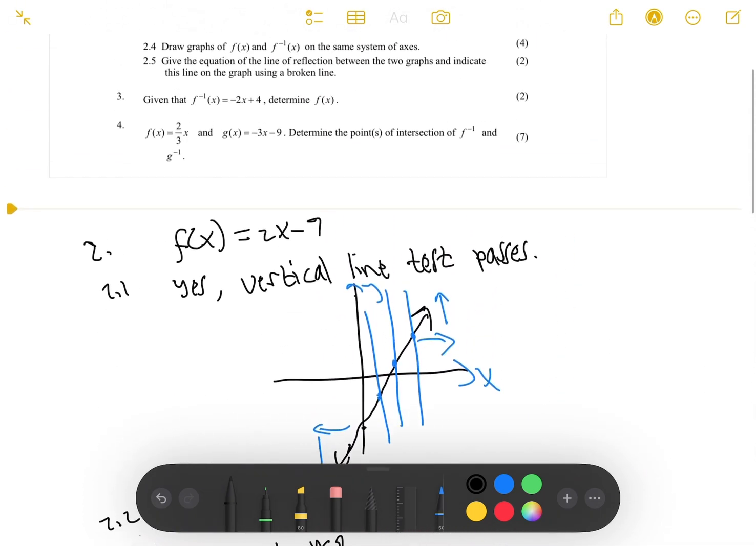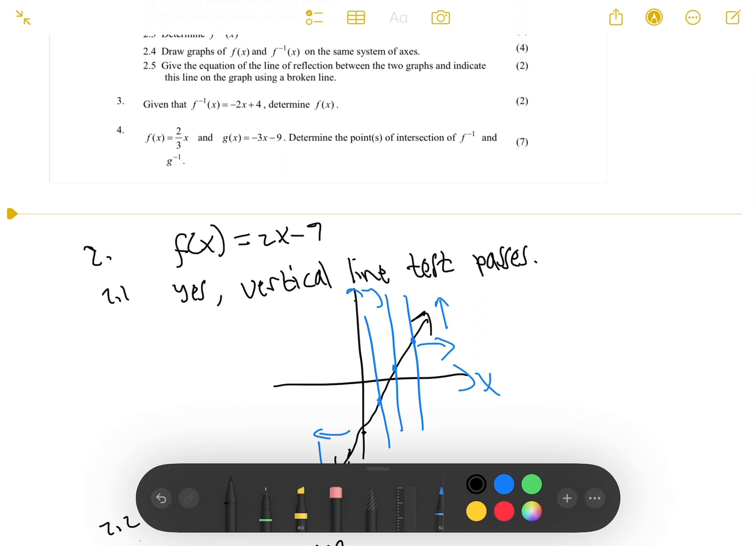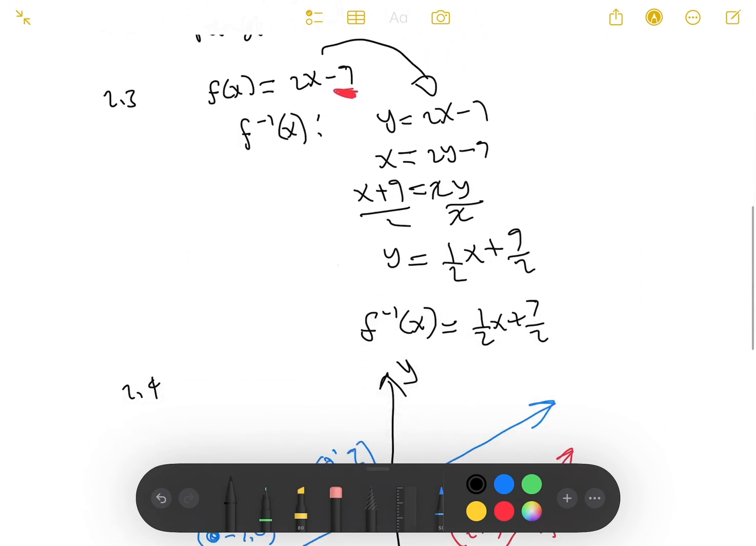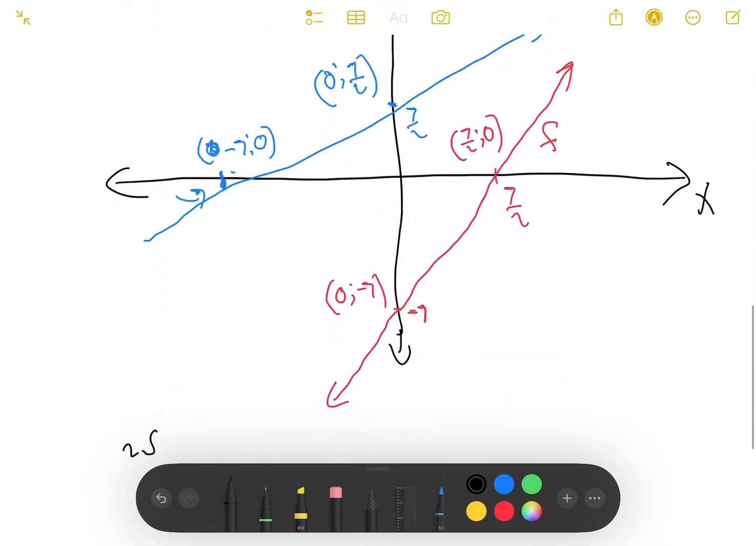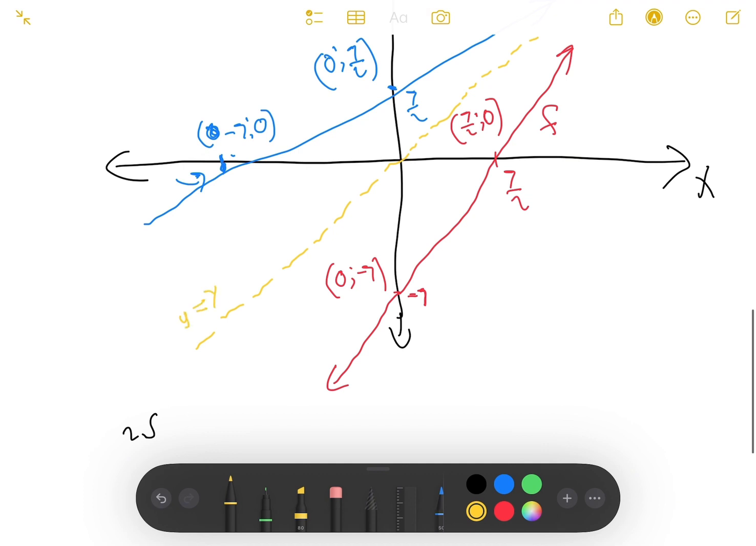2.5, they say give the equation of the line of reflection between the two graphs and indicate this line on the graph using a broken line. Okay, so basically 2.5, I'm just gonna draw it here. It is basically a line like this, right? Of which this line, we know it is y is equals to x. Okay, so yeah, that is the line that is speaking about, which is the line of reflection.